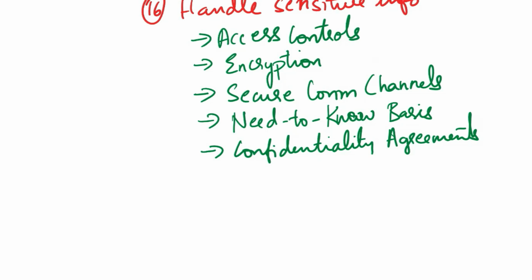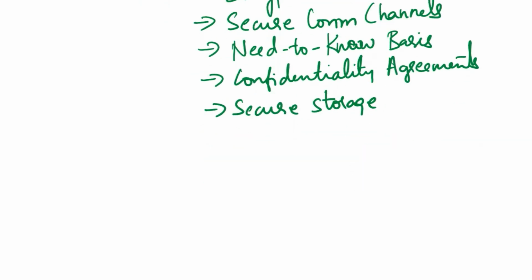Next, confidentiality agreements. Require personnel involved in the audit, including external auditors and consultants, to sign confidentiality agreements. These agreements underscore the importance of keeping sensitive information confidential. Next, secure storage. Ensure that sensitive information, whether in digital or physical form, is stored securely. This may involve encrypting files using secure storage devices and implementing access controls for physical documents.